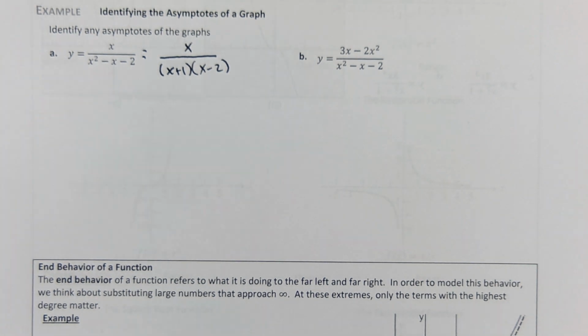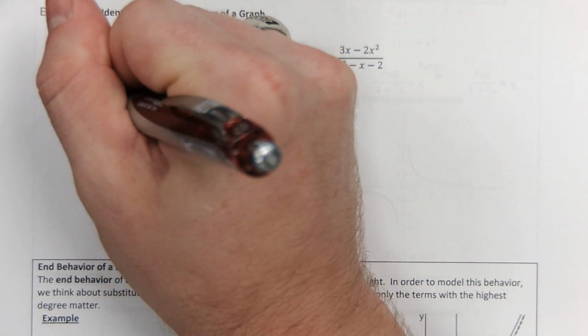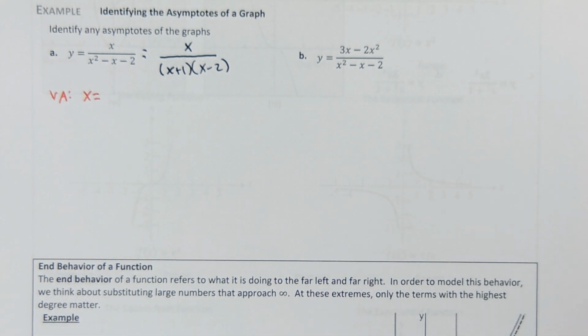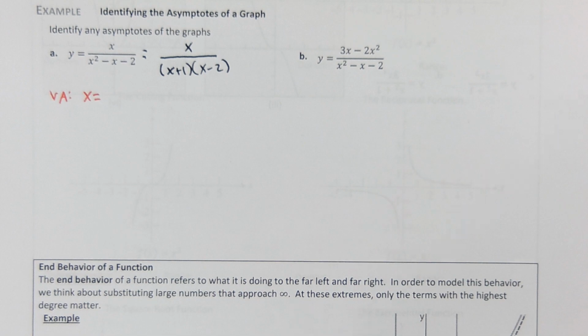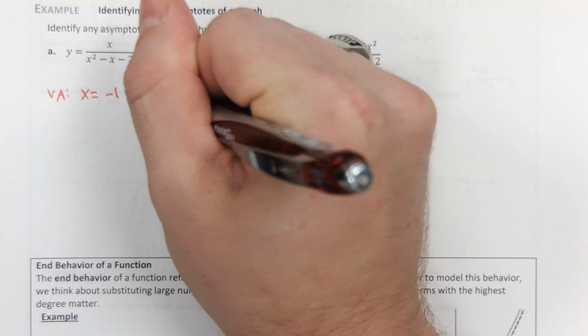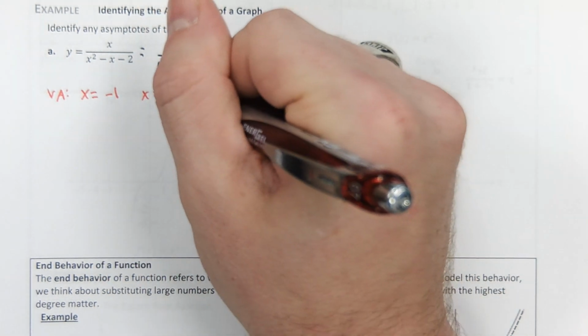So the vertical asymptotes, which are very easy to track down, are going to be x equals. All vertical asymptotes are x equals. You have to say x equals because if you don't say x equals, you don't have a line. You just have a number. But if you say x equals a number, well, that's a vertical line. I have x equals -1 and I have x equals positive 2.